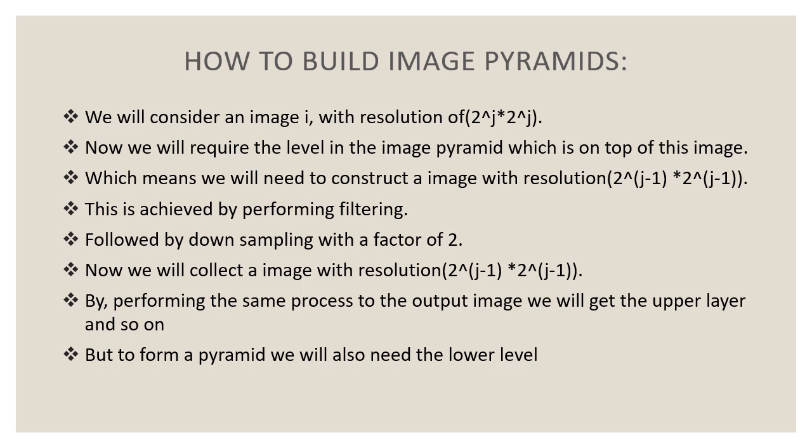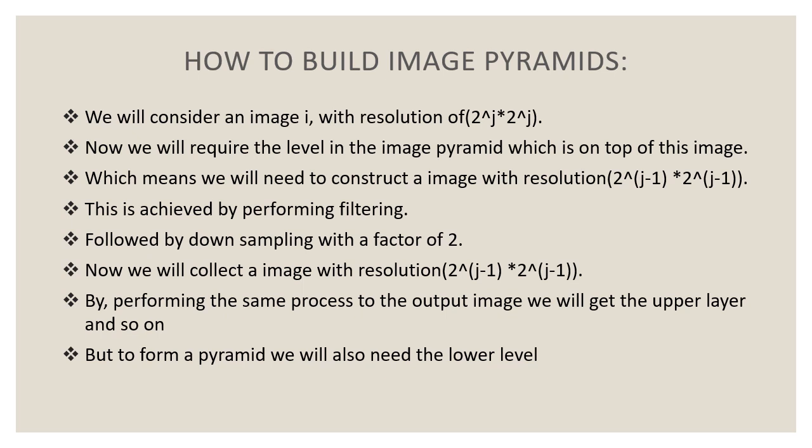Now, how do we construct these image pyramids? Let us consider an image I which has resolution 2^j x 2^j. We will require the level in the image pyramid which is on top of this image. So we have to construct an image with resolution 2^(j-1) x 2^(j-1). This can be achieved by filtering with a Gaussian filter, followed by downsampling with a factor of 2. Now we get an image with resolution 2^(j-1) x 2^(j-1). By repeating the same process on the output image, we get the upper layers and so on.